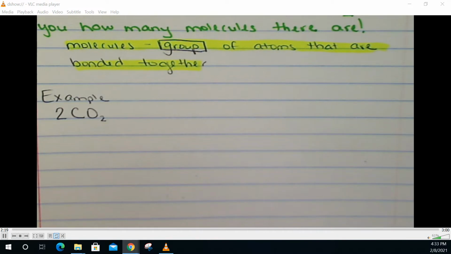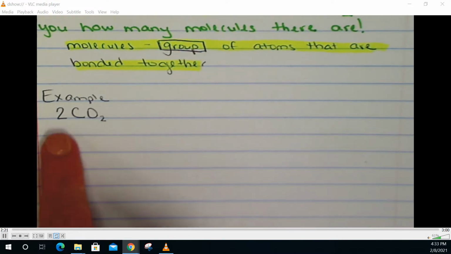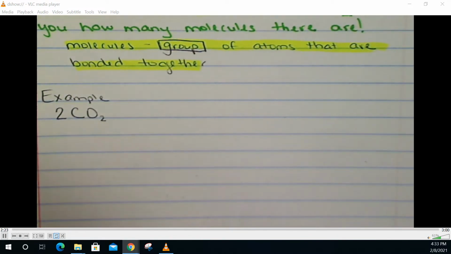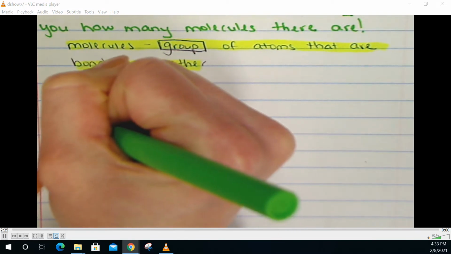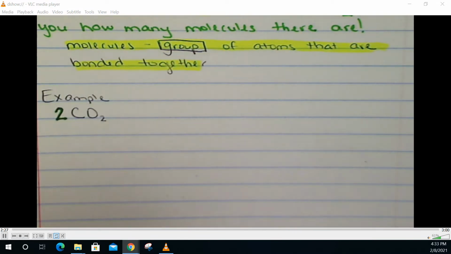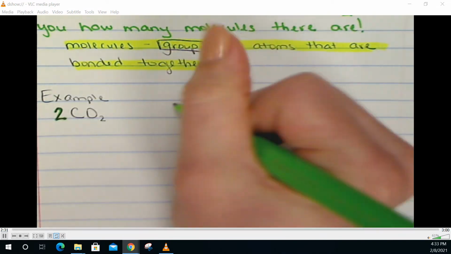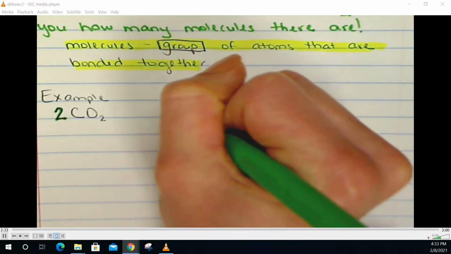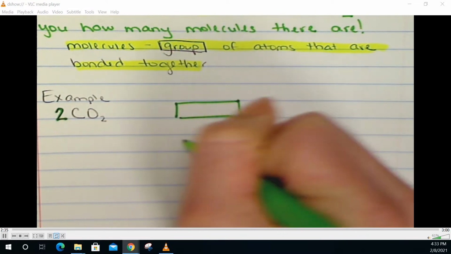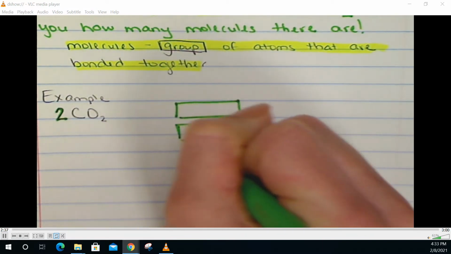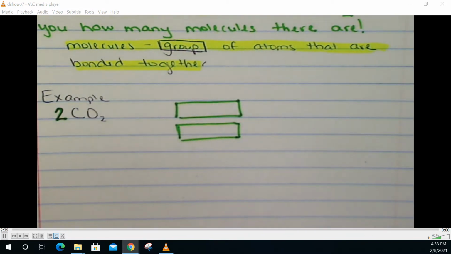So in our example, we see a big number and we see a little number. The coefficient is the big number. And this big number just tells you that you have 2 molecules. So that means that you have 2 groups. So I'm going to draw 2 boxes. 1 box and 2 box. And they're going to be made of exactly the same thing.